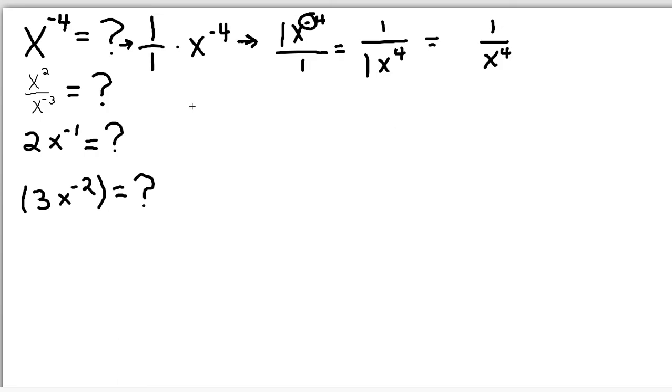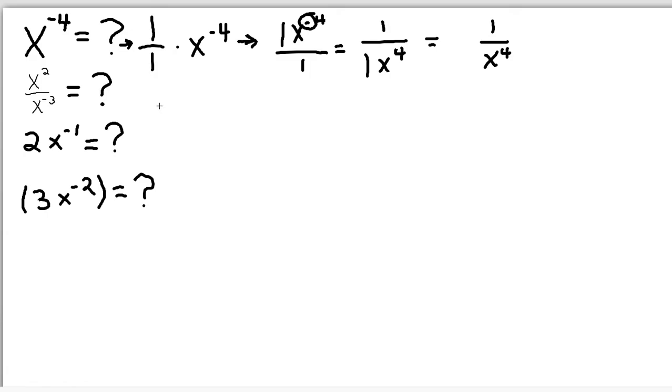Okay, so the next one is x squared divided by x to the negative 3. So what we want to do in this equation is also get rid of that negative that's in the bottom. So we have this negative 3 that's in the denominator. We want to get rid of that. So same thing as last time. We're just going to take everything and do the same thing. We're just going to incorporate 1 over 1 into the equation.